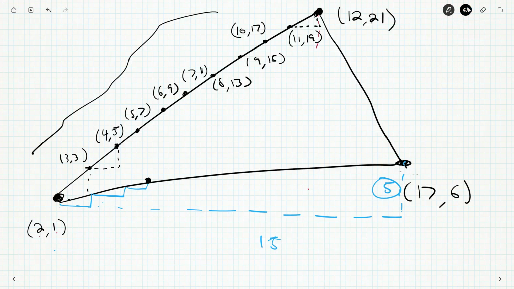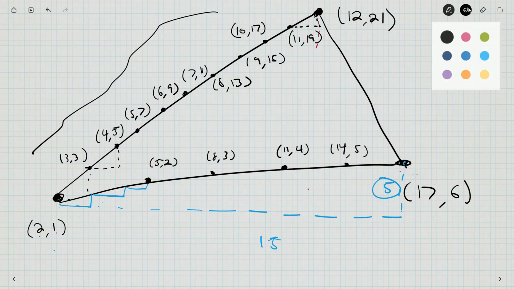Either way, we can start counting the lattice points. Up by 1, over by 3, you'll get (5, 2). Up by 1, over by 3, you'll get (8, 3). Up by 1, over by 3, you'll get (11, 4). Up by 1, over by 3, you'll get (14, 5). So there are some more lattice points for us. And the last one.